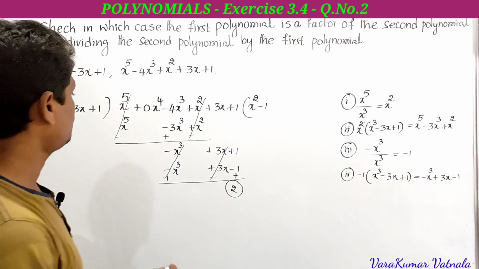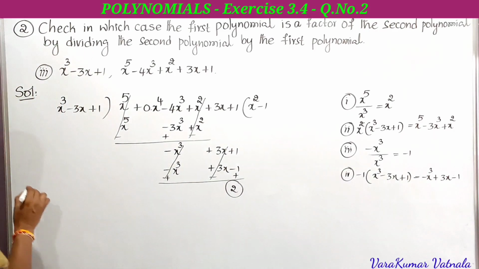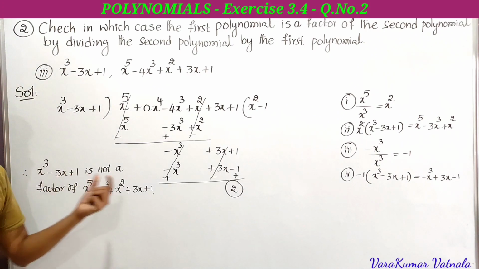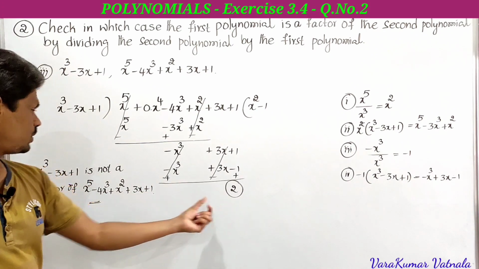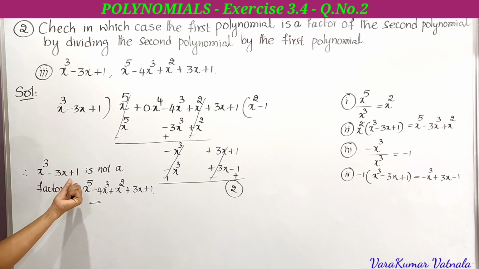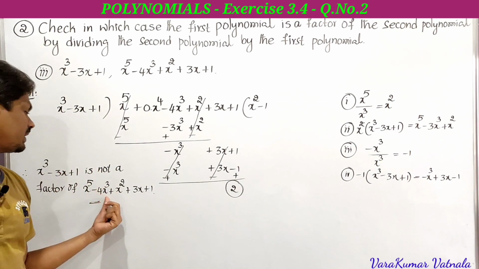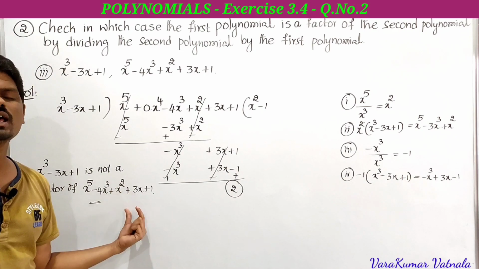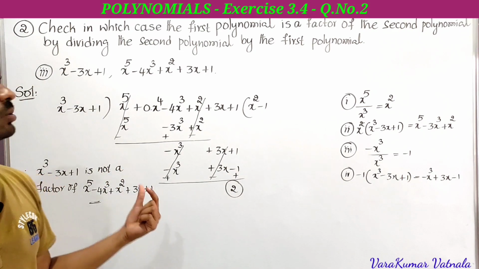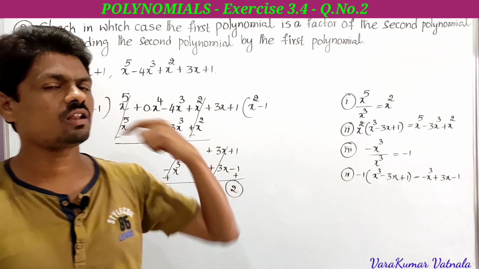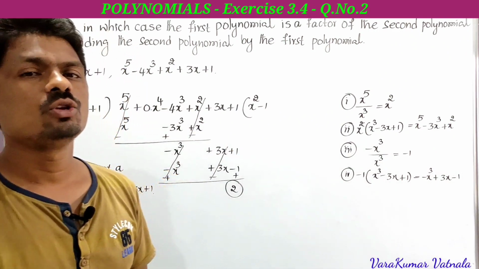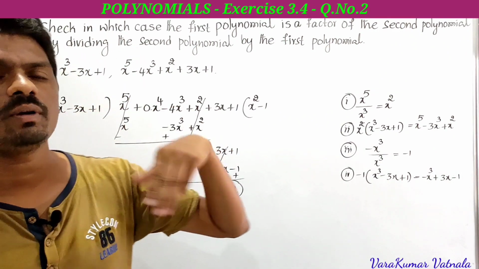See here how we can write. Therefore, since the remainder is not equal to 0, x cube minus 3x plus 1 is not a factor of x to the power 5 minus 4x cube plus x square plus 3x plus 1. So the first polynomial is not a factor of the second polynomial. This is the third bit in the second problem.